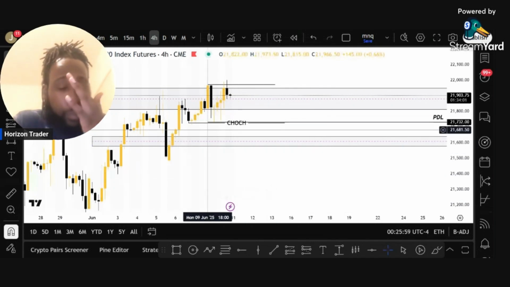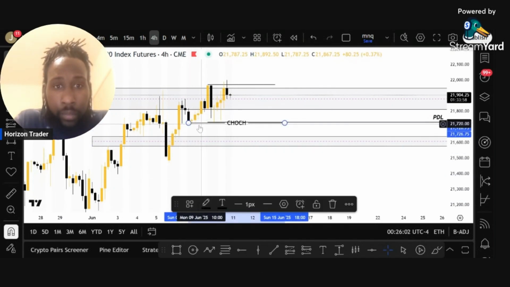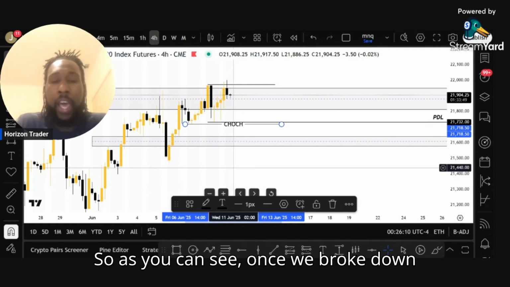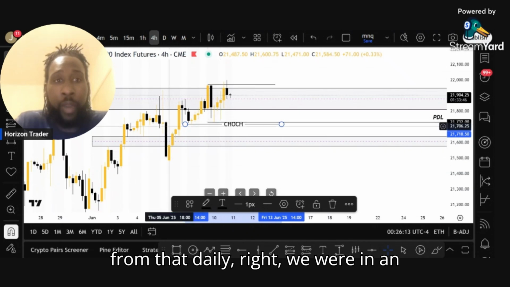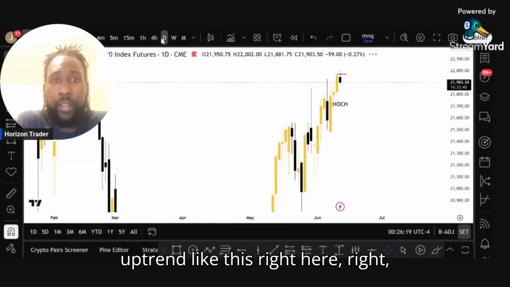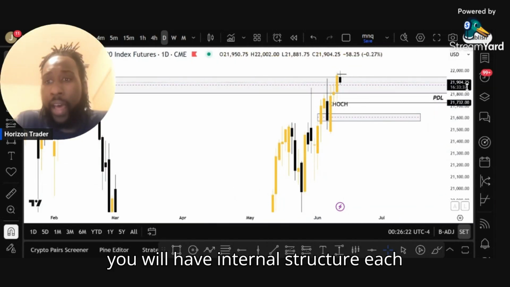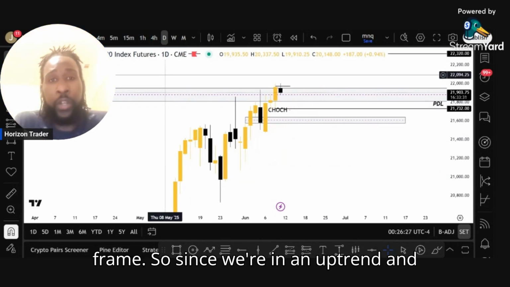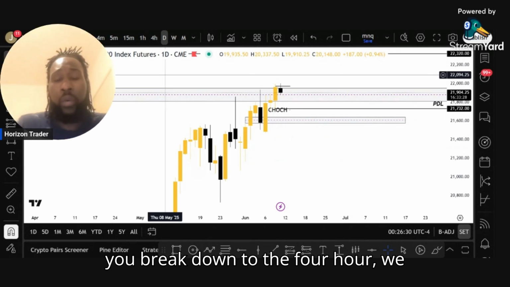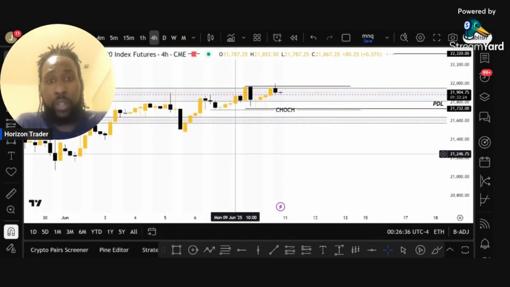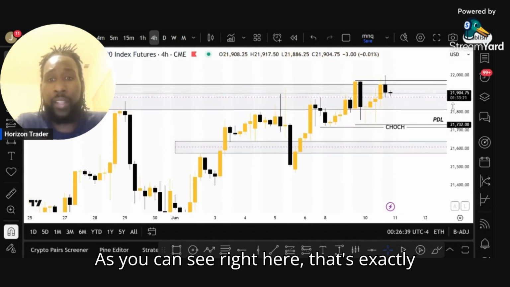All right. So as you can see, once we broke down from that daily, we were in an uptrend. When you have an uptrend like this, you will have internal structure each time you break down to another time frame. So since we're in an uptrend, when you break down to the 4 hour, we should be seeing cleaner higher highs and higher lows. As you can see right here, that's exactly what we got.